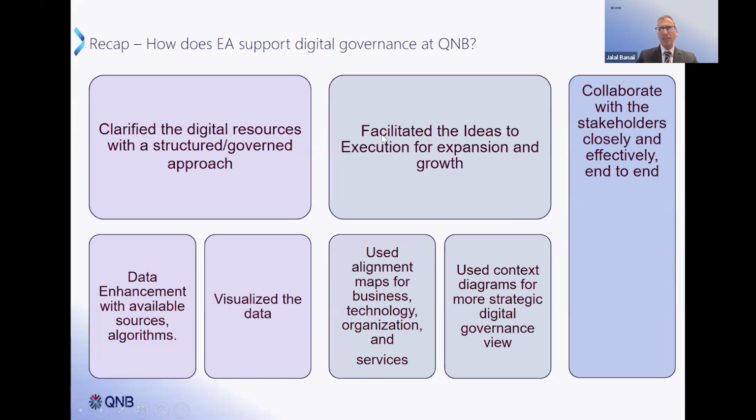And then we facilitate the ideas to execution for expansion and growth. Obviously, ideas and the innovation process is key in here for transformation, and we try to facilitate that process. We use the alignment map for business, technology, organization and services as a supportive tool in here. We also use the context diagram to be more strategic for the digital governance view. So we provide classified and segregated views for different sources and digital resources when we're dealing with them. And eventually we collaborate with the stakeholders closely and effectively from day one. So that was another sort of support that we think helps us get into digital governance down there.